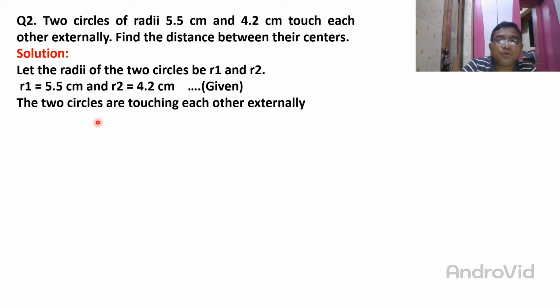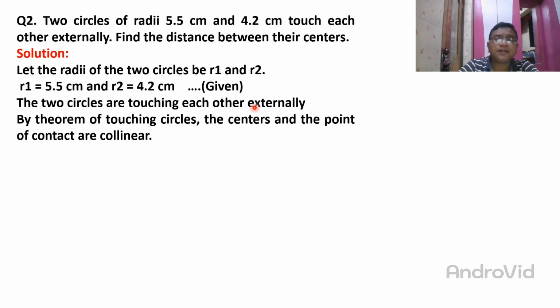The two circles are touching each other externally. So D is equal to R1 plus R2, because the circles touch externally. The circles do not touch internally. When circles touch internally, you subtract the radii. Remember, my students, when they say internally, you subtract, but when they say externally, you add the radii.